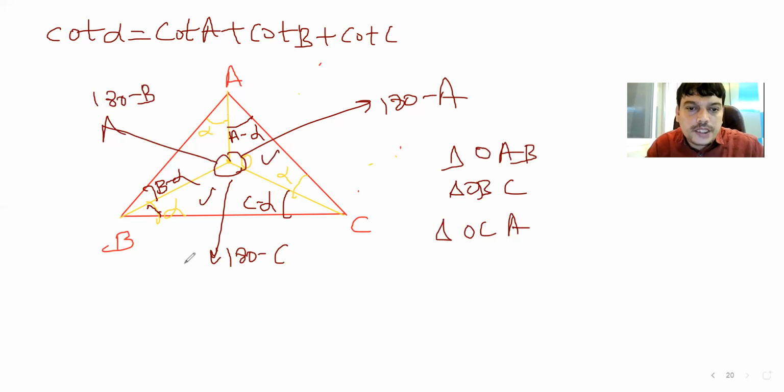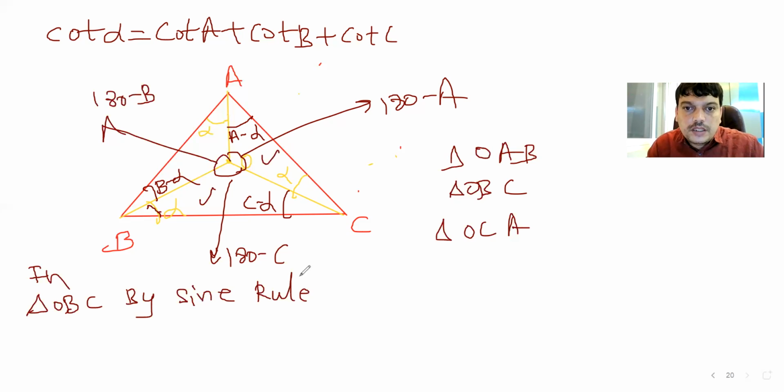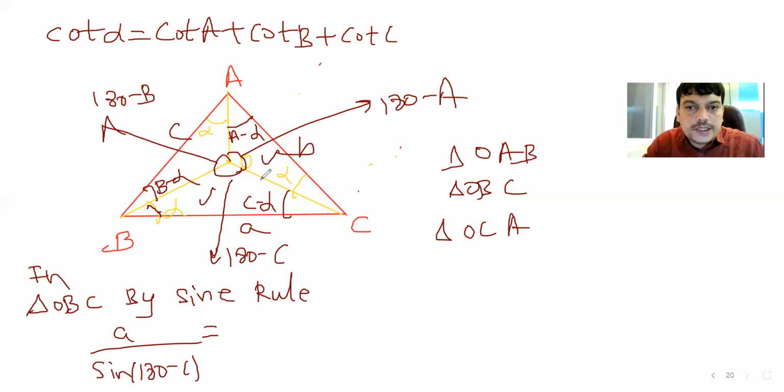First, in triangle OBC, when I apply sine rule, ఈ triangle లో మనకి sine rule apply చేస్తే ఏమొస్తుంది? BC already A అని తెలుసు, మనకి ఇది B అని తెలుసు, ఇది C అని తెలుసు. That is the notation. So sine rule use చేస్తే A by sine of its opposite angle, which is this angle, 180 minus C రాయొచ్చు. Equal to, if you consider OC, I can write OC divided by sine of its opposite angle, which is alpha.